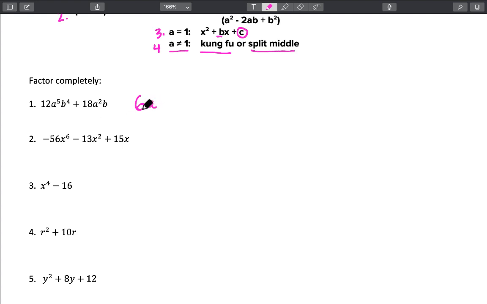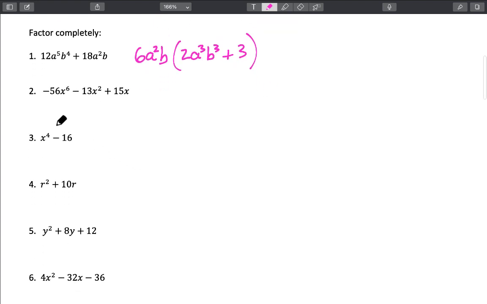So I am going to take the highest degree that's in both of those, so that would be a squared and b to the 1st. Now my remaining factors would be 2a cubed, b squared, b to the 3rd, plus 3, and then there's no a squared, and there's no b. So here is my factored completely and down into these 2 factors, 6a squared b times 2a cubed b cubed plus 3. All right, next up, let's take a look at problem number 3 here.